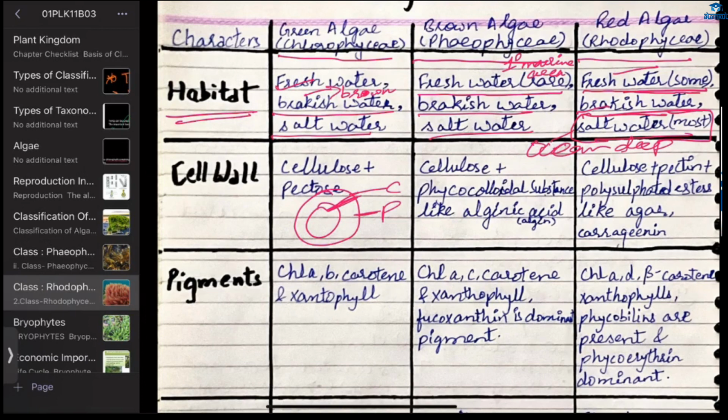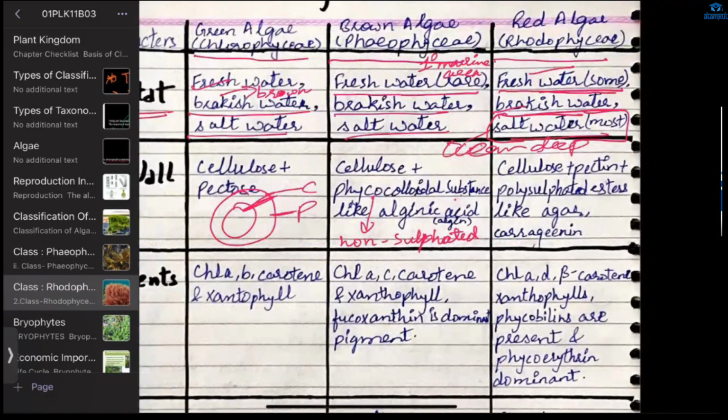And in brown algae the cellulose structure is always present, but along with that they have phycocolloidal substance like alginic. What is this phycocolloidal substance? These will be non-sulfated. And here the substance will be sulfated. Polysulfated esters will be found like agar and carrageen.